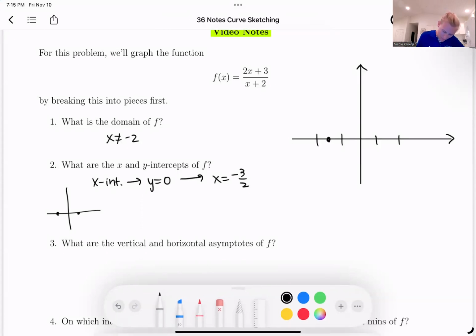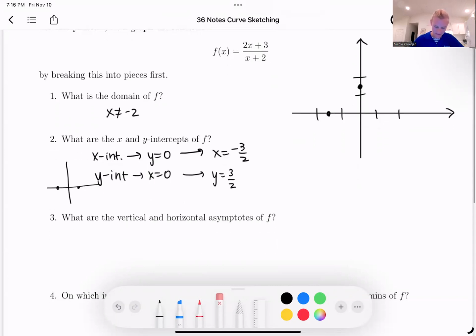Okay. The y-intercepts are a little bit easier to find. Those are places when x is equal to 0 because we're on the y-axis. So we just set all of the x's equal to 0, and that just leaves us with 3/2 in this case. So y equals 3/2. So that's +1.5 is our y-intercept. Okay, so we've got 2 points plotted on our graph here.